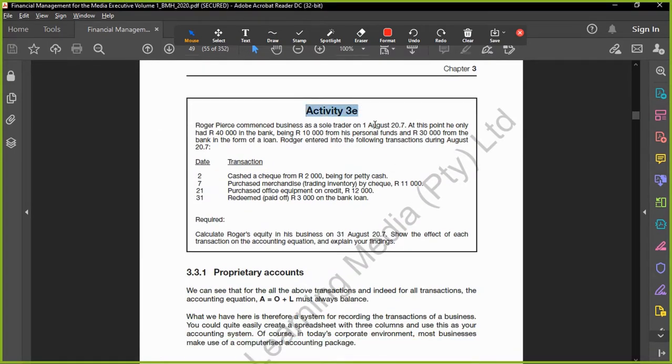Activity 3E is for you to try. Please make sure that you've attempted it. See if you'll be able to complete activity 3E using what we've just looked at, those basic accounting equation analyses. In other words, which accounts do I have? Are those accounts increasing or decreasing? And how does that affect the accounting equation?